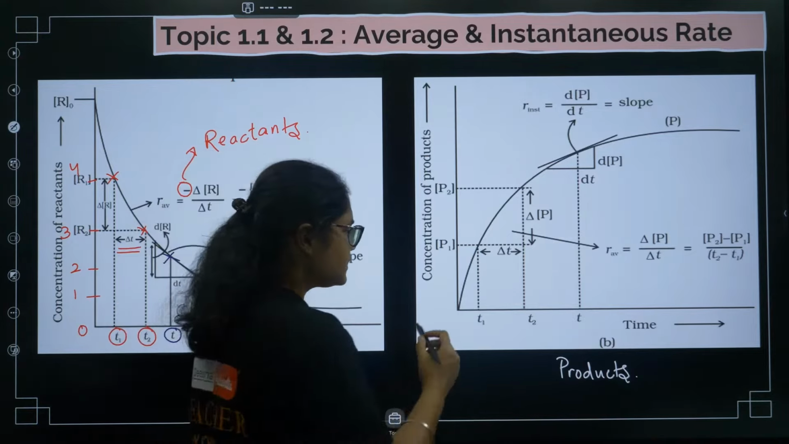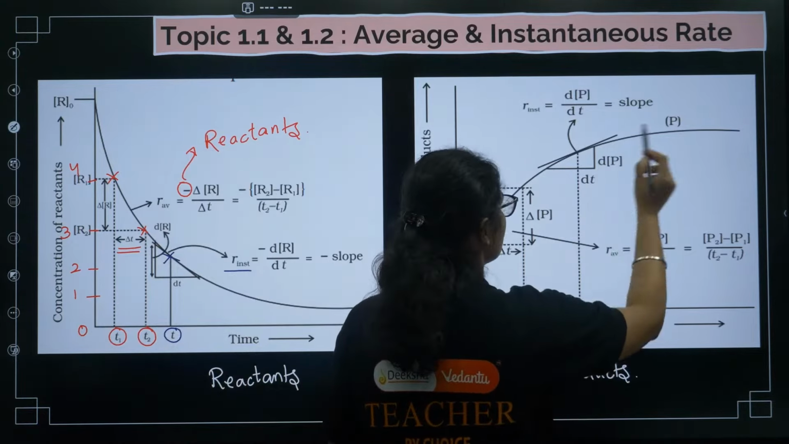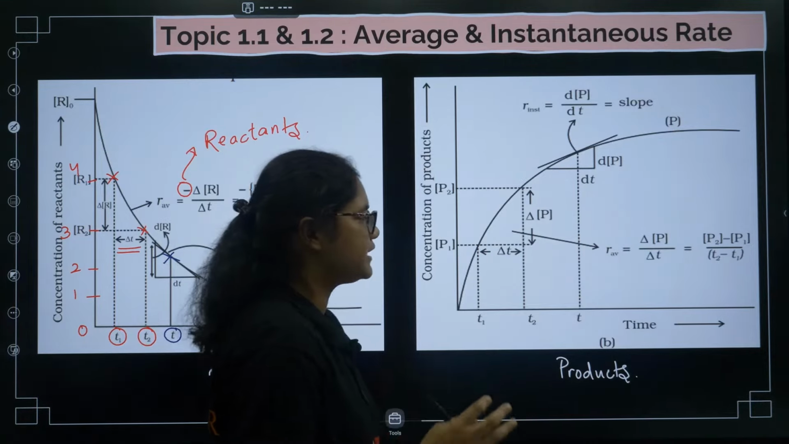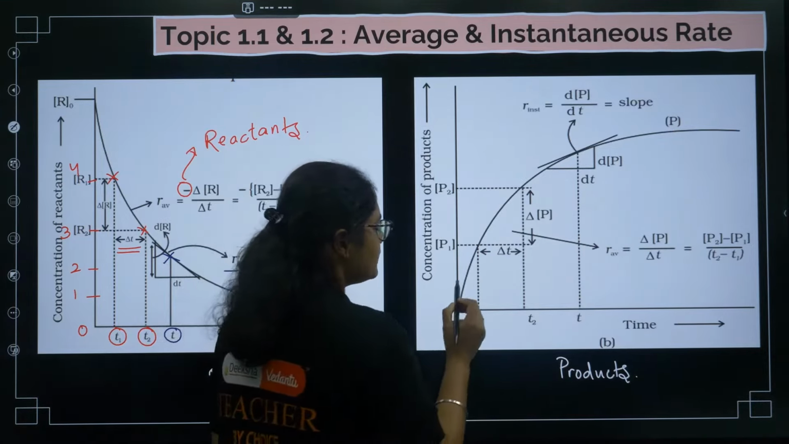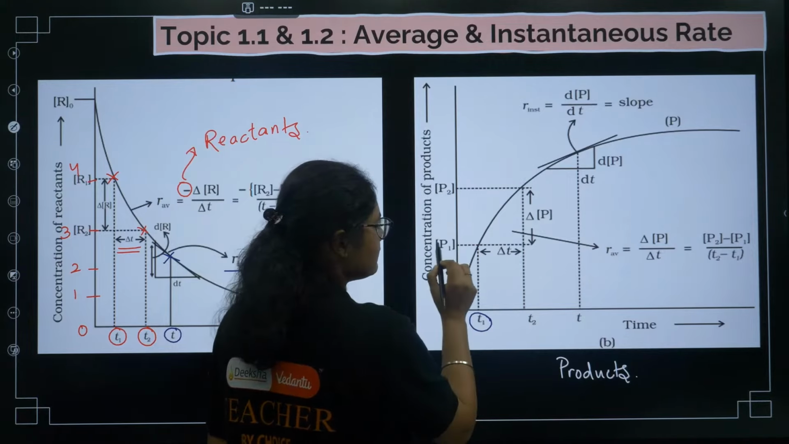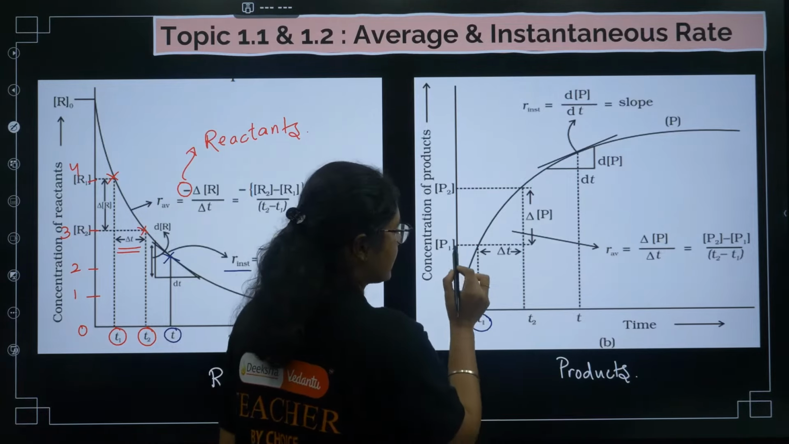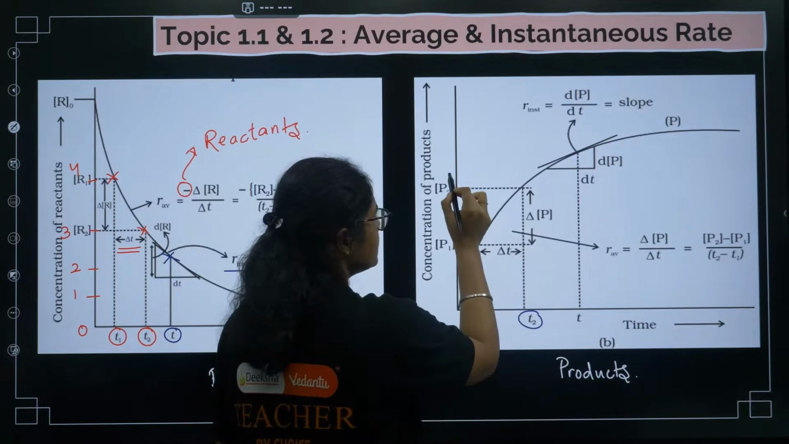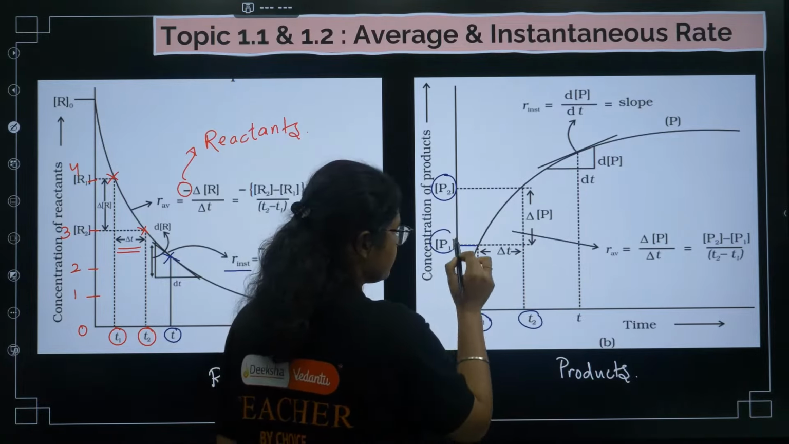So here if you see this one, this graph is for the products. Now let us calculate the average rate and instantaneous rate. Now you see this is T1. For T1 the product is P1. At that time the product is P1, and at time T2, because the product is growing, at that time it is P2, right?